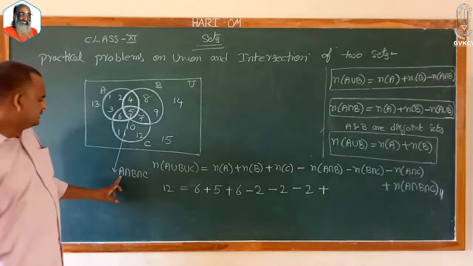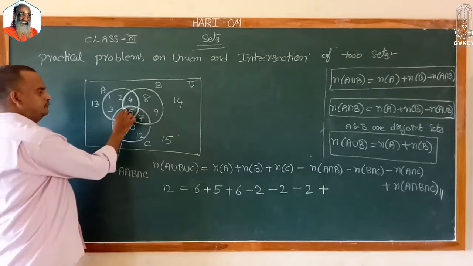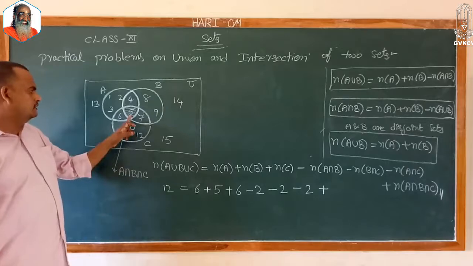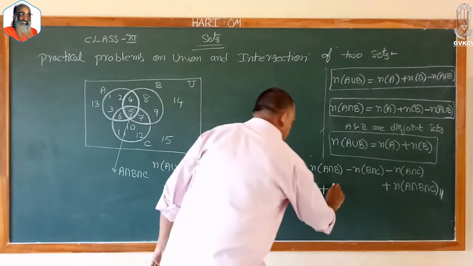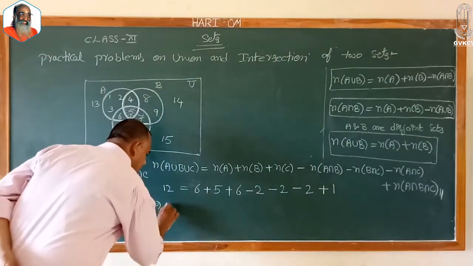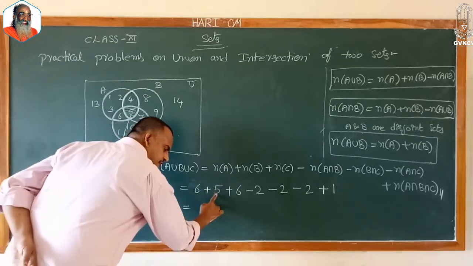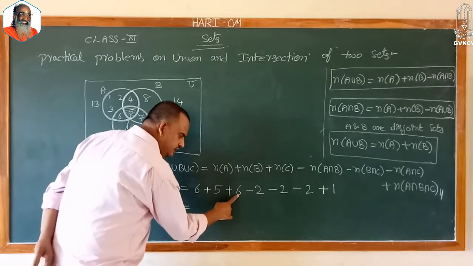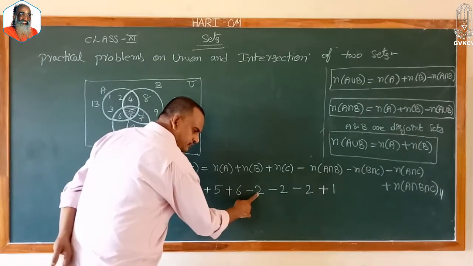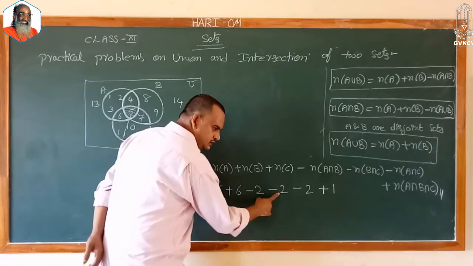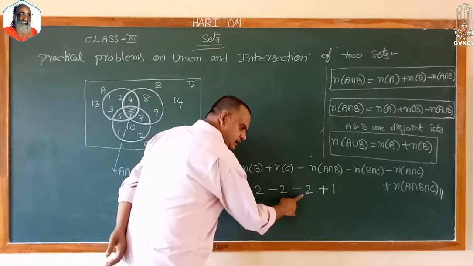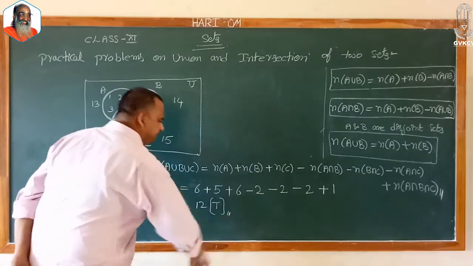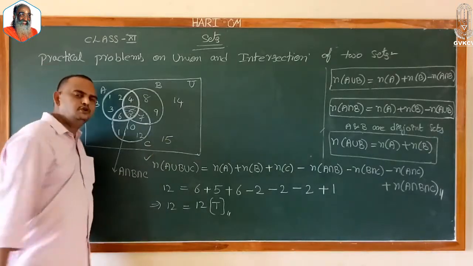Plus A intersection B intersection C. This portion is called A intersection B intersection C. How many elements do we have? Only one element. Plus 1. Now let us verify. 6 plus 5, 11, 11 plus 6, 17, 17 minus 2, 15, 15 minus 2, 13, 13 minus 2, 11, 11 plus 1, 12, which is true. So our formula is also true.